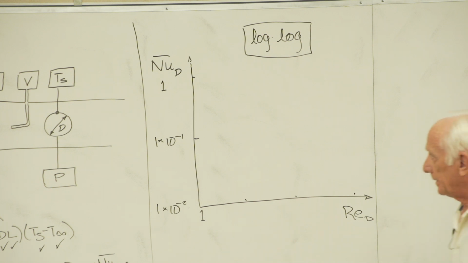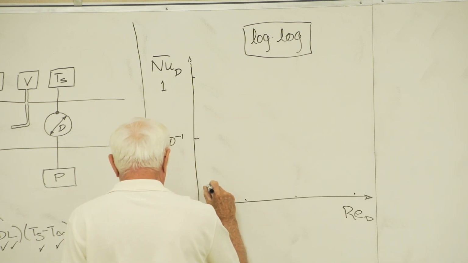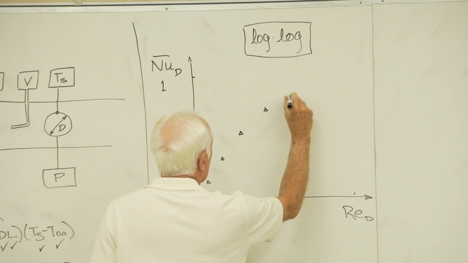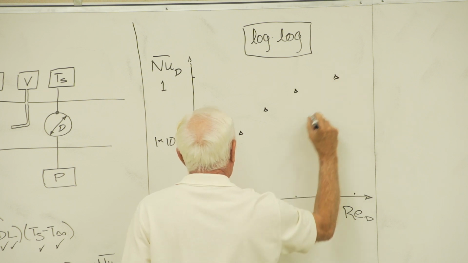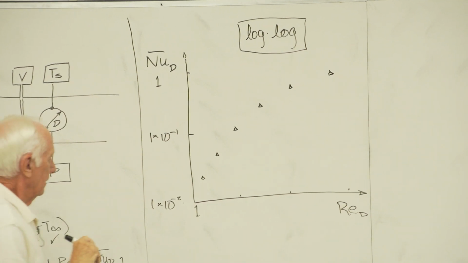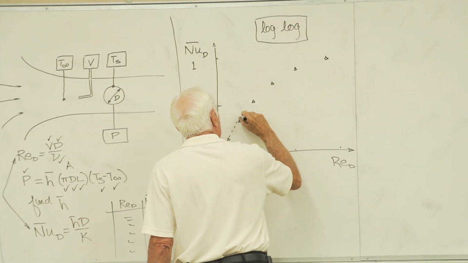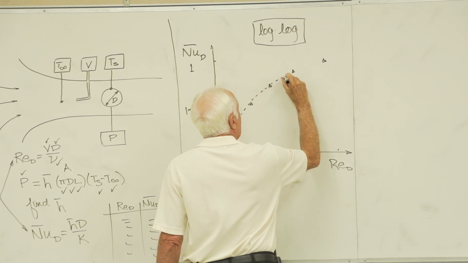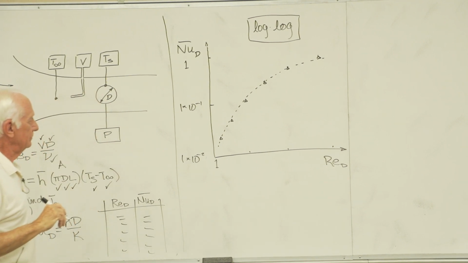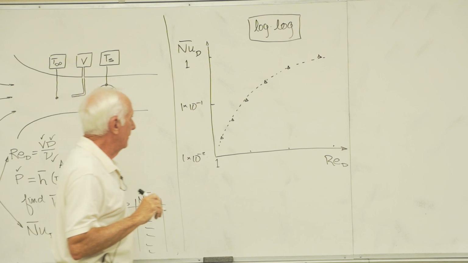So, this was for air. She changed the velocity, and so it looks something like this. Here's the experimental data points. If you want, you can draw a line through them. And she did that.